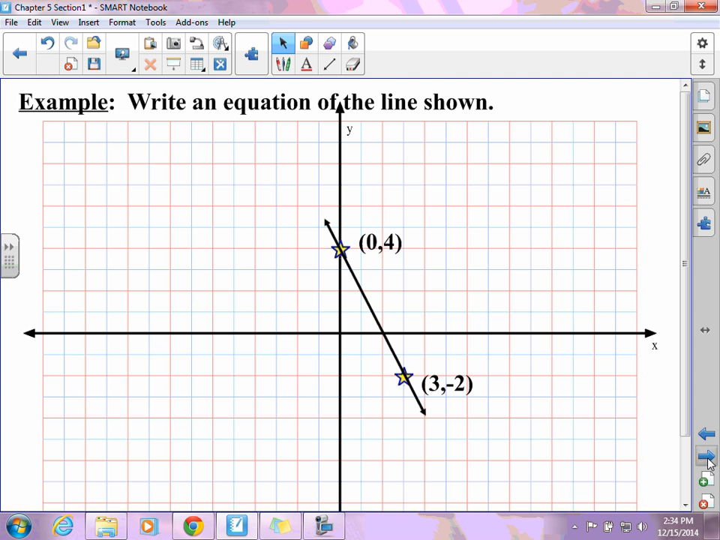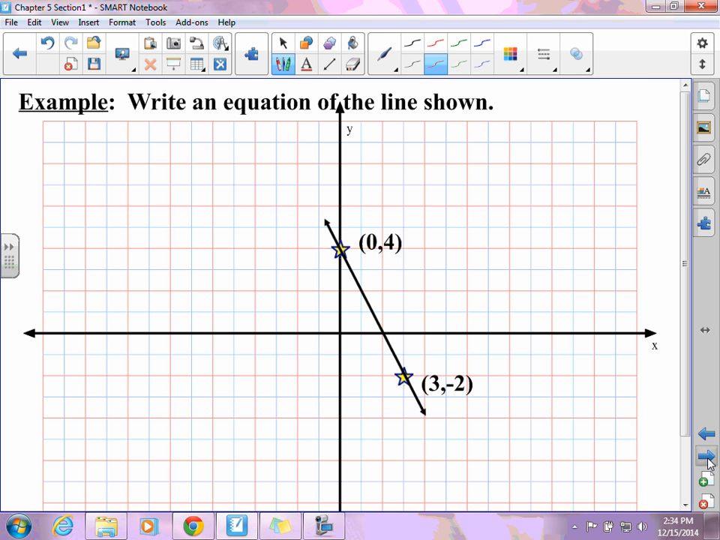This next problem asks us to write an equation, but you'll notice that they don't give me the slope. So there's a couple of things that we can do. Number one, we can count the slope, or we can also use that formula we learned a while back, y2 minus y1 over x2 minus x1. But since they gave me the graph, let's use that information.